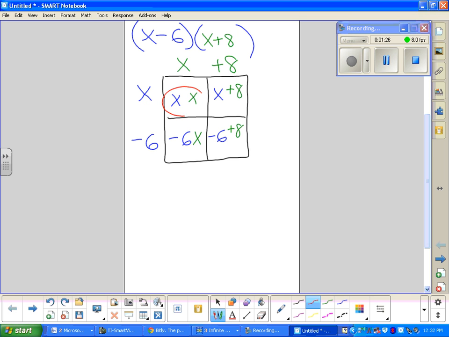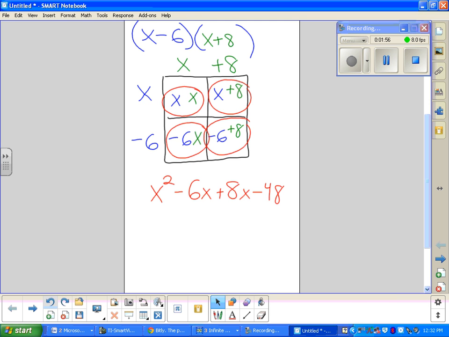X times x, my first term, is x squared because there's 2 of them. Second term, negative 6 times x, is negative 6x. Third term is 8 times x, that's positive 8x. And the last term, negative 6 times 8, is negative 48. With 8 times x, if you don't know, they're different terms, so you really can't multiply them, so you just stick them together. That's sort of an easy one to do.